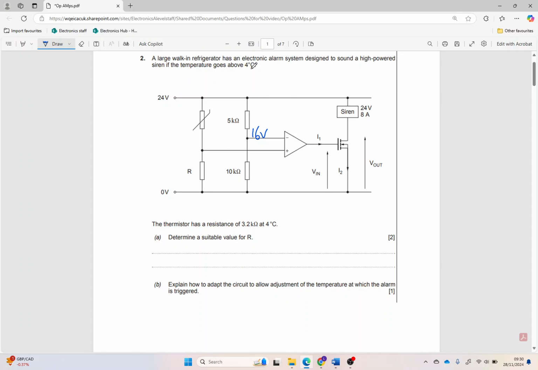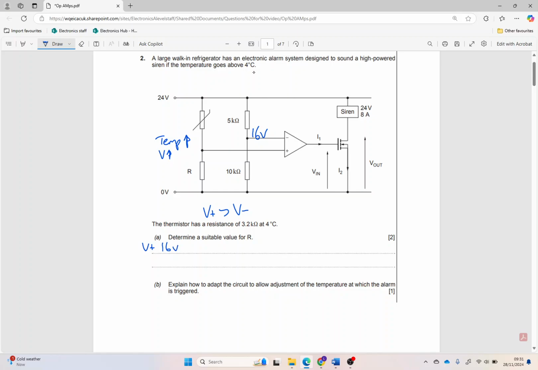When the temperature goes above 4 degrees, so when the temperature rises, the voltage just here is going to go up. So we're going to get a positive output here. We want the voltage on the non-inverting terminal to be bigger than the voltage on the inverting terminal. So that's going to be when we go past 16 volts. So we want V plus to be 16 volts or bigger.